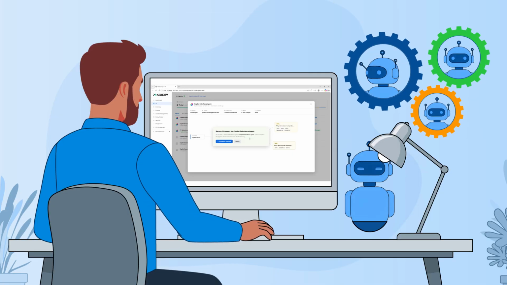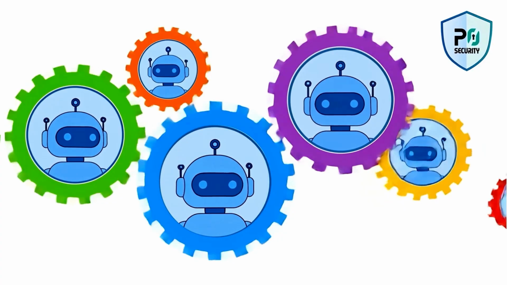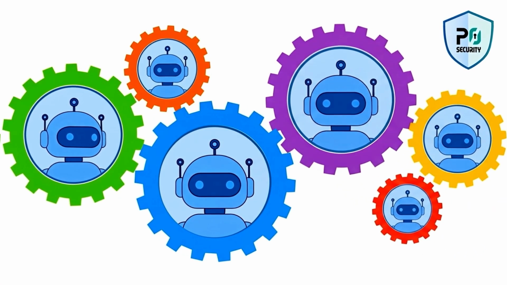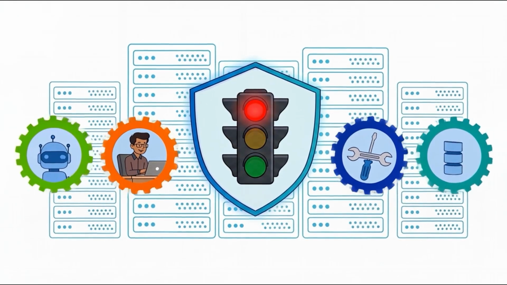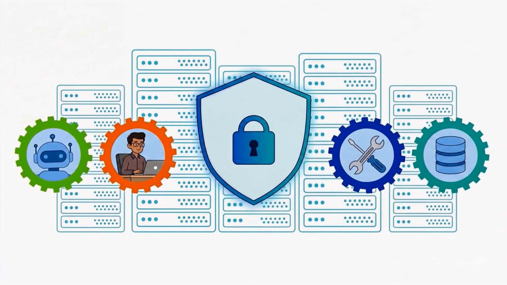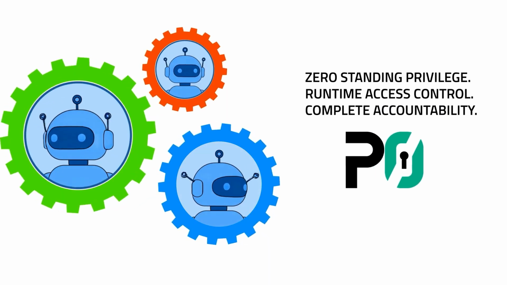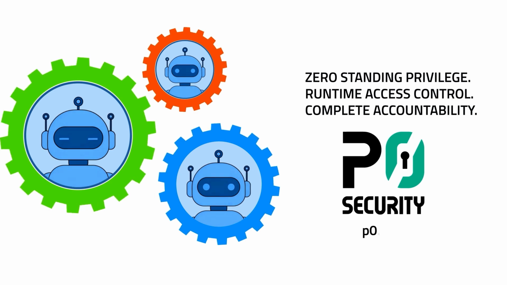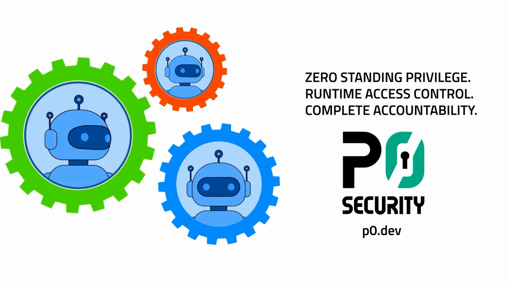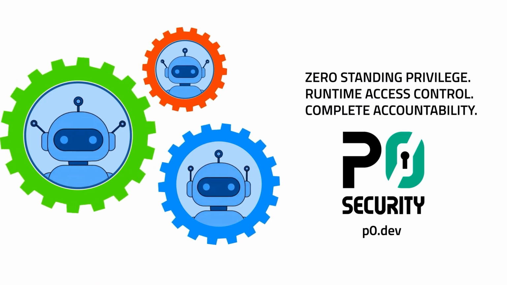AI agents are privileged actors inside your enterprise. The default access model today is either broad standing permissions with no oversight, no ownership, or complete lockdown. P0 enables zero standing privilege by default across every agent, every user, and the full action chain. Because when agents are asked to act, it's runtime.